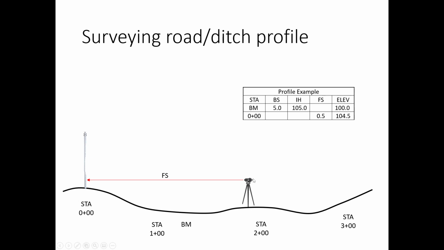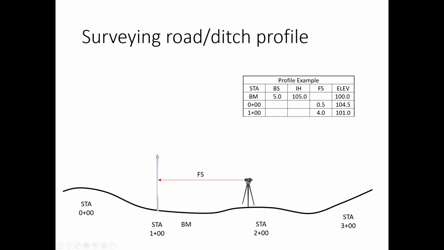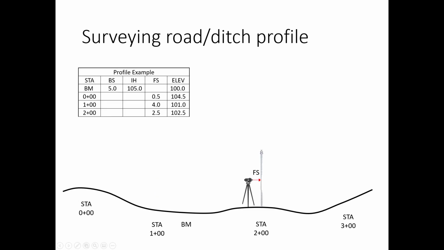We have our instrument height. We shoot a foresight, which I just noted here. And then we take the instrument height minus the foresight, and that gives us the elevation of this point. Okay? And again, we're just doing the same thing. Shoot a foresight. Now we're at station 1 plus a pair. Same instrument height, minus foresight gives us the elevation. Station 2, and station 3. And so same thing, straight down the road.